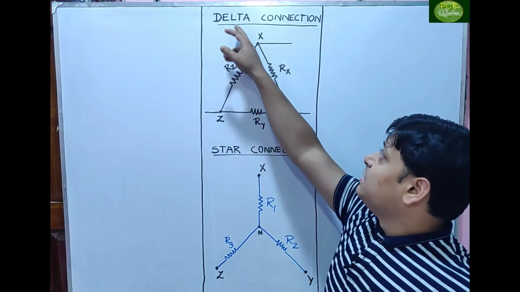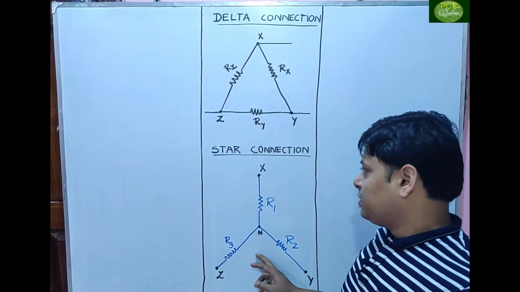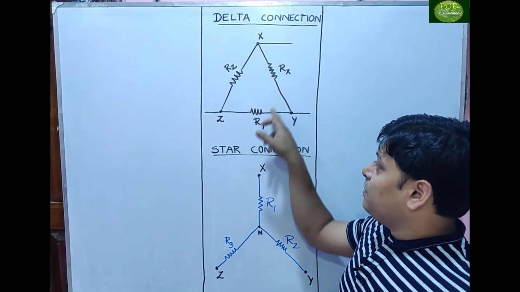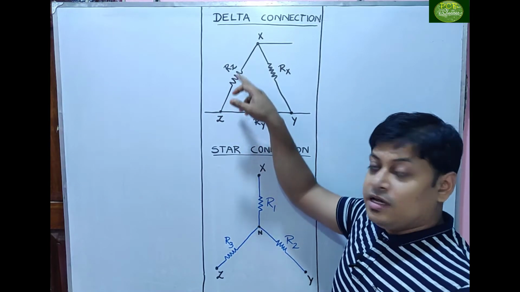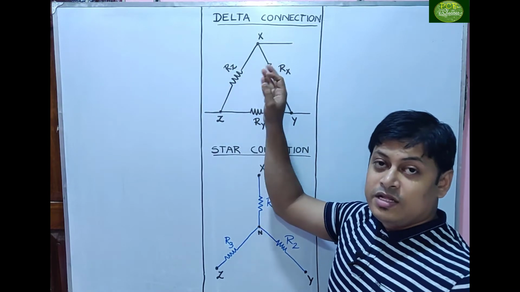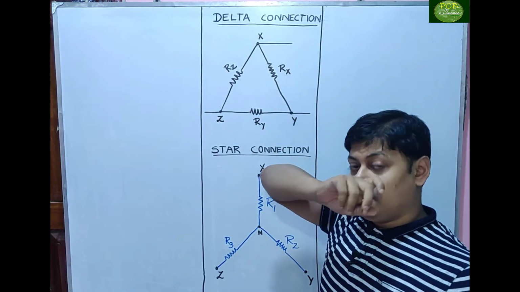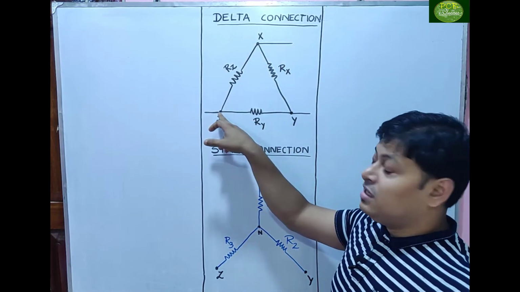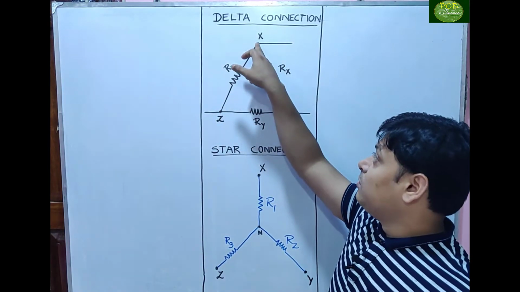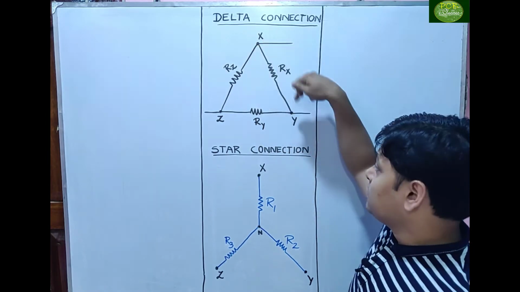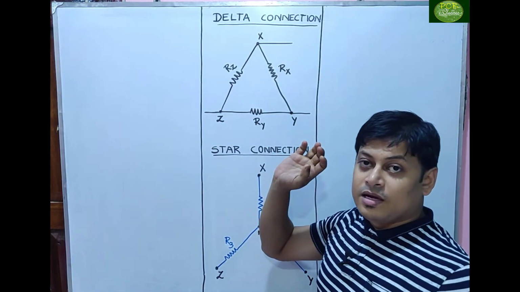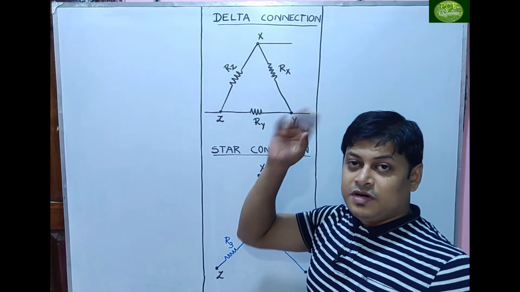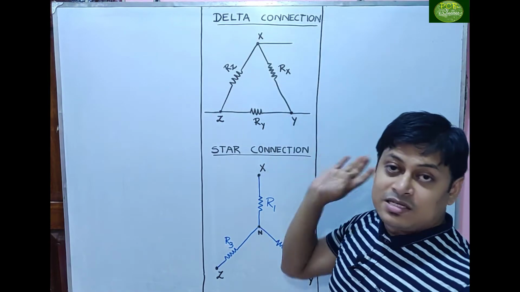This type of arrangement is said to be the delta connection, and this type of arrangement is said to be the star connection. Now what is this connection? Three different resistors are connected in order to form a loop. Then this type of connection is said to be the delta connection. Fine. And as delta connection, three vertices of the triangle will be there, or three terminals will be there. So I have named it as X, Y, Z. Clear? And the respective resistances I have taken as Rx, Ry, Rz. Fine. This is what delta connection is.